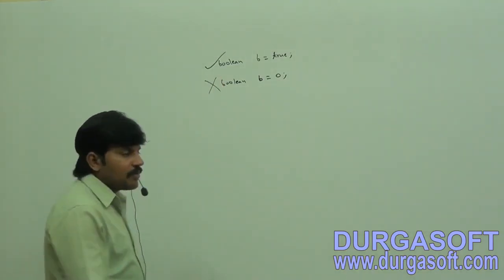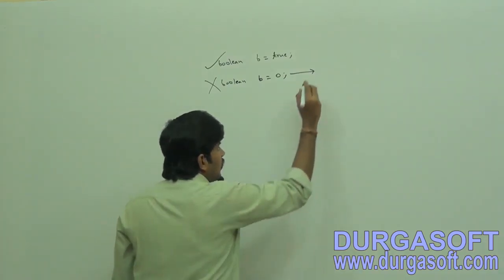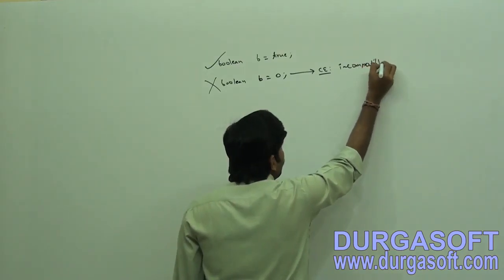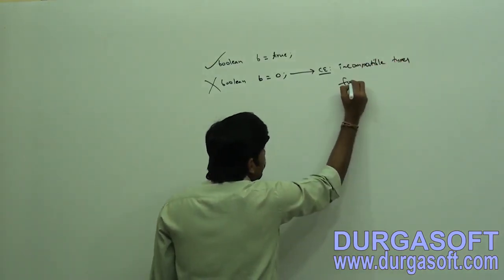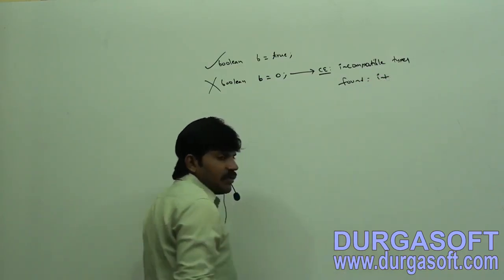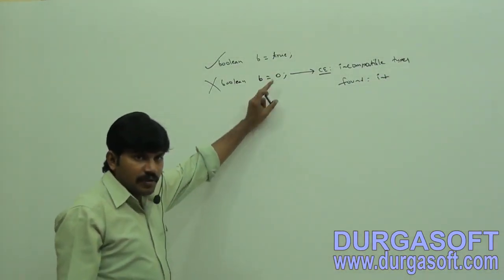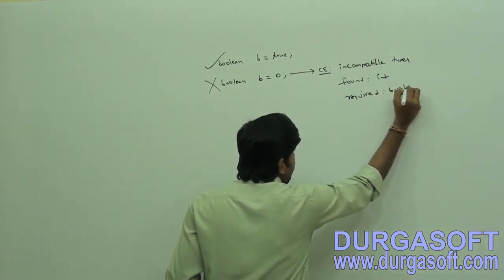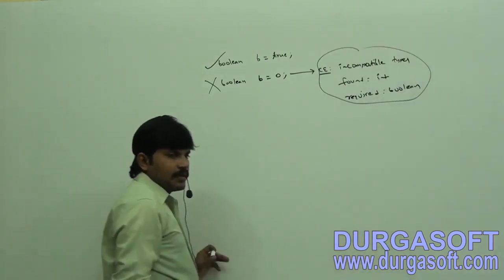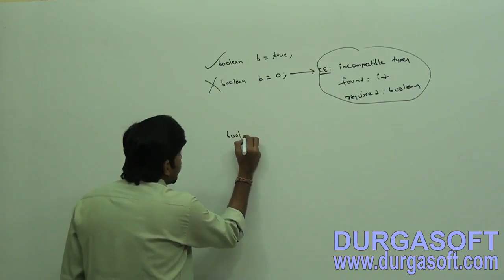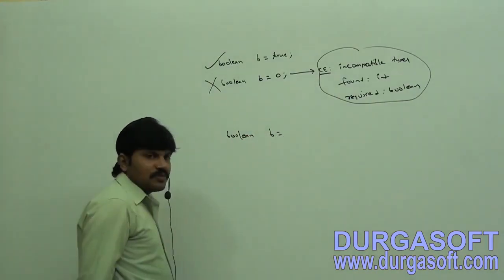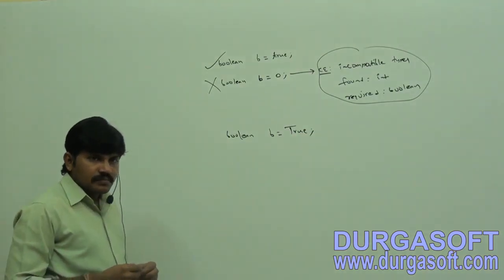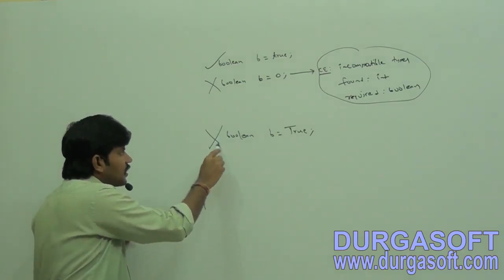Do you know what the compile time error is? Incompatible types: found int. By default every integral value is of int type. Found int, required boolean is the compile time error we will get. Next, boolean b = True, with a capital T. Is it valid or invalid? Invalid, compile time error.